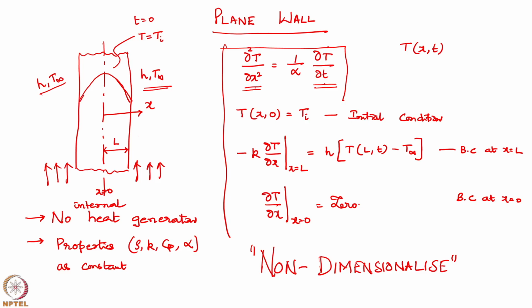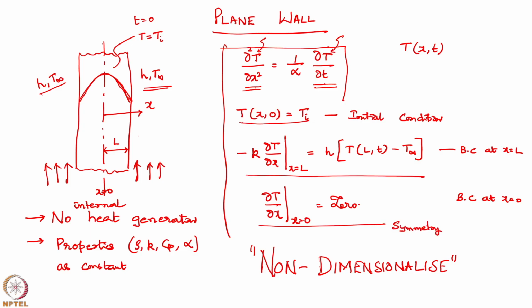So let's get started from where we stopped. If you just recall, we started from the plane wall, where we said that the temperature is varying along space and also time. That's why we had a temperature variation term with space and a temperature variation term with time in the heat diffusion equation. And this was the initial condition, this is the convective boundary condition, and this is the symmetric boundary condition.